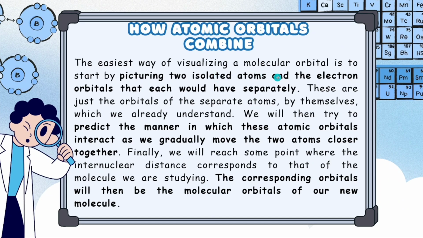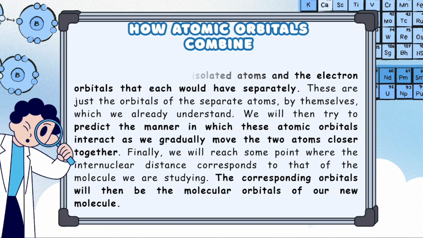This way of visualizing a molecular orbital is to start by picturing two isolated atoms and the electron orbitals that each would have separately. These are just the orbitals of the separate atoms by themselves, which we already understand. We will then try to predict the manner in which these atomic orbitals interact as we gradually move the two atoms closer together. Finally, we will reach some point where the internuclear distance corresponds to that of the molecule we are studying. The corresponding orbitals will then be the molecular orbitals of our new molecule.